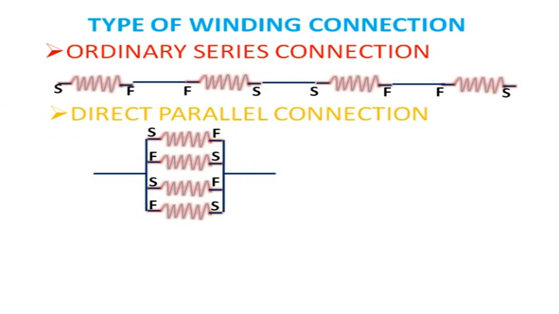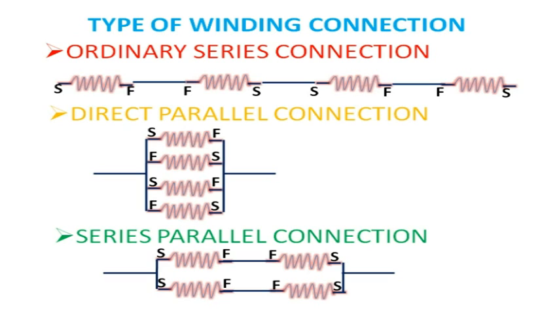The second type of connection is direct parallel connection. Here all four sides of all coil groups will be connected and the other four sides will be connected. So the starting and finish of one side and the finish and starting of the other side are connected to get a parallel connection. This type of combination is used for high capacity, high current taking motors.